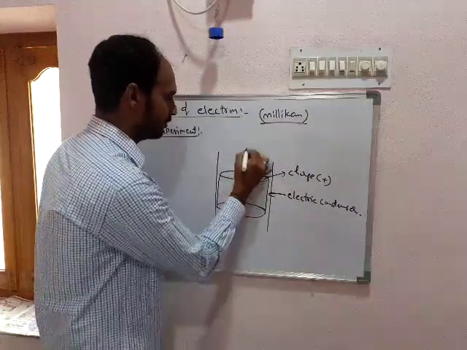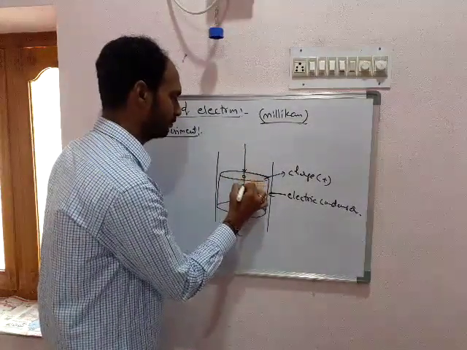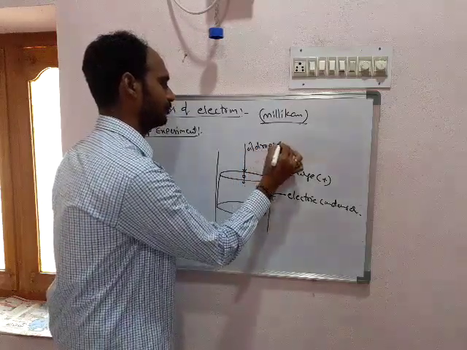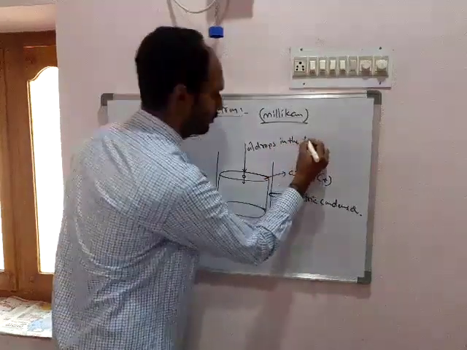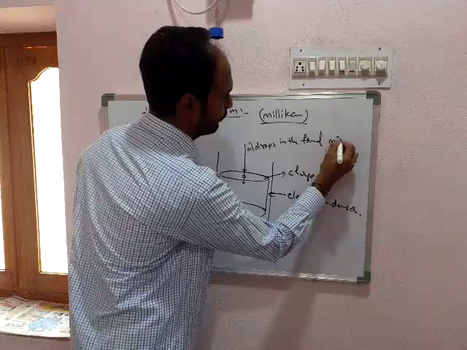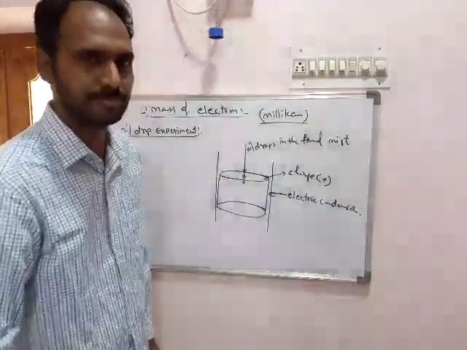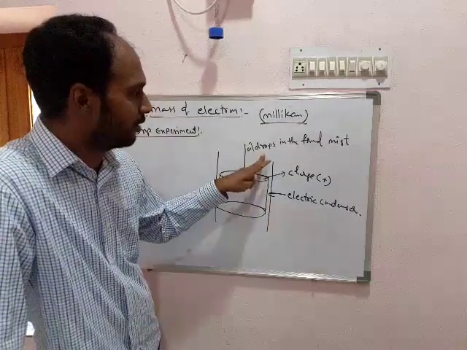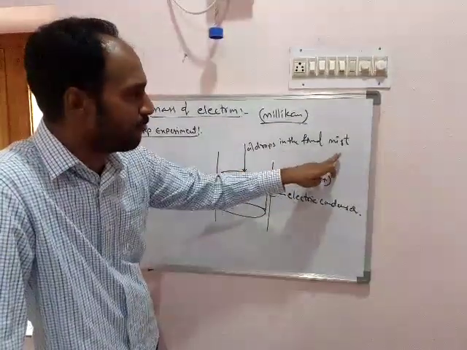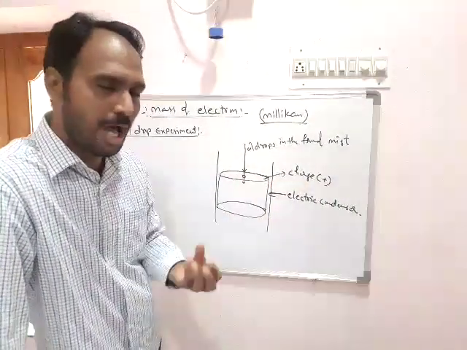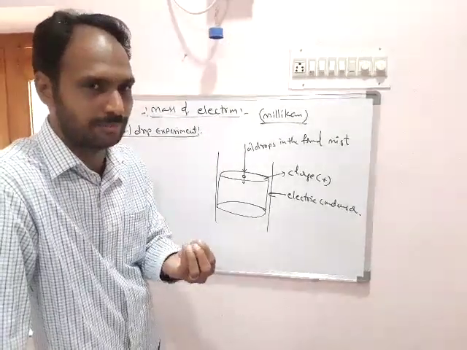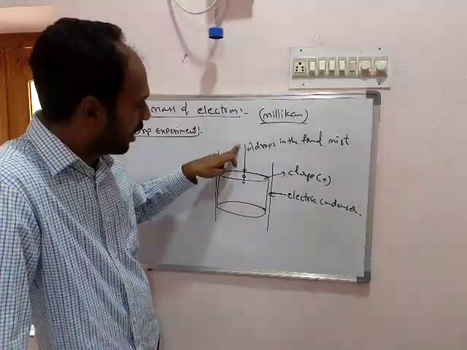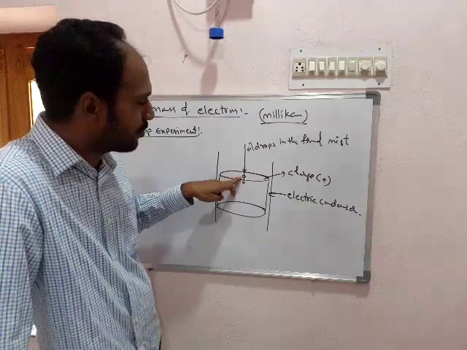He passed the oil drops in the form of mist. Oil drop movement becomes somewhat slow in the form of mist. So the oil drops are passed into this chamber with the help of this small tiny hole.